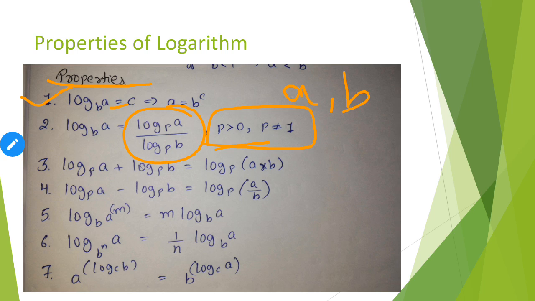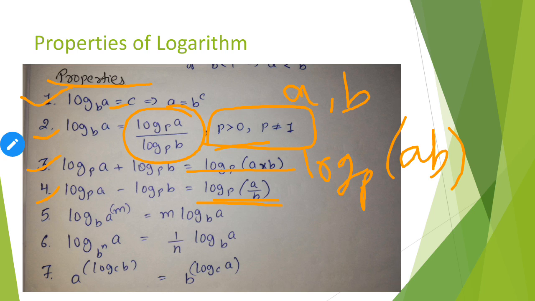Now the third property is log a to the base b plus log c to the base b is equal to log of a cross c to the base b. When it is addition, we can combine that. So we can write log of a c to the base b. Similarly, in subtraction, it will get divided.